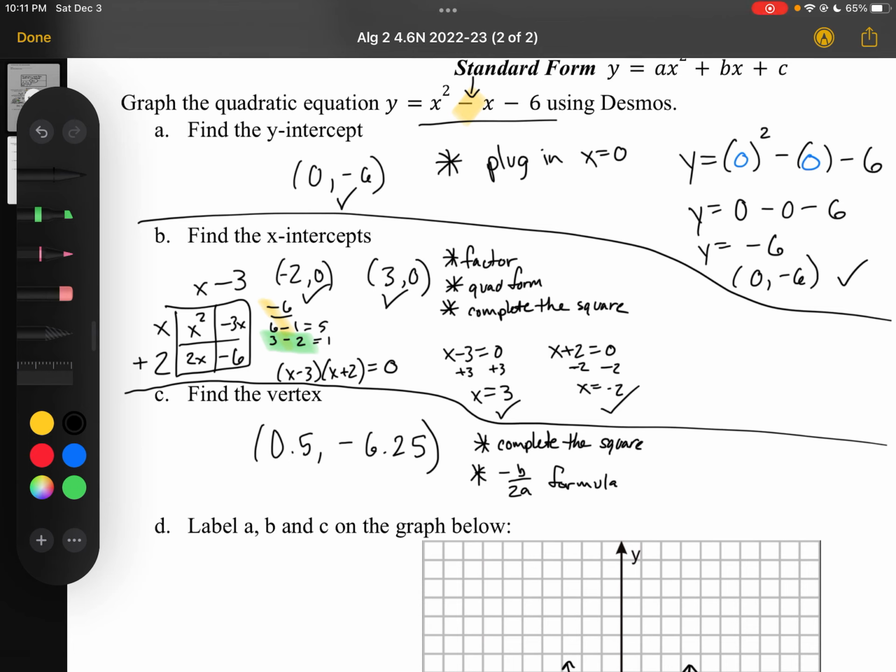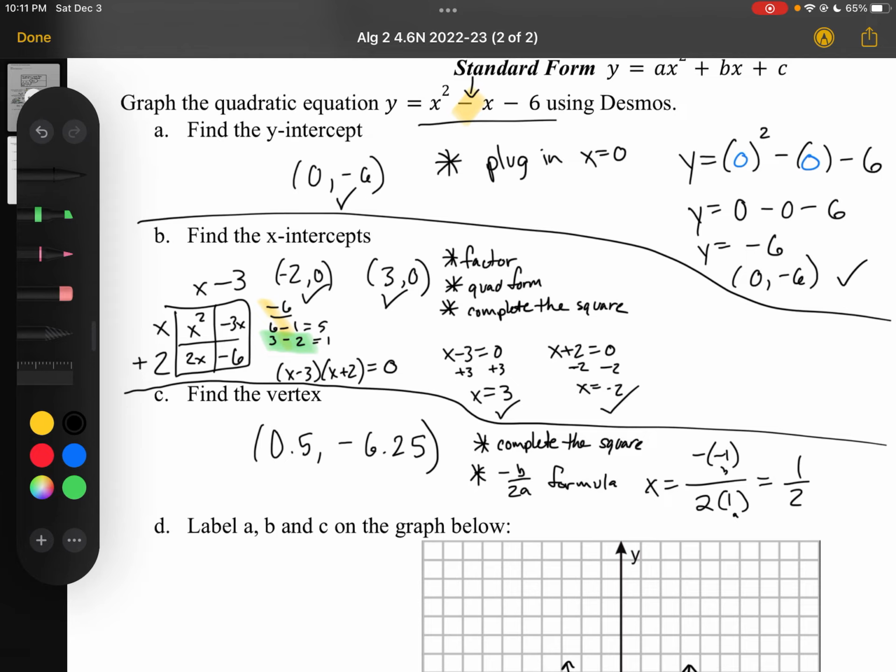To be honest, the formula is a touch quicker, so that's generally what I prefer, but if you're a completing the square expert, feel free to do that. So negative b over 2a, which in this case, we know that b is negative 1 and a is positive 1. We just get 1 over 2. So our x value is 1 over 2.